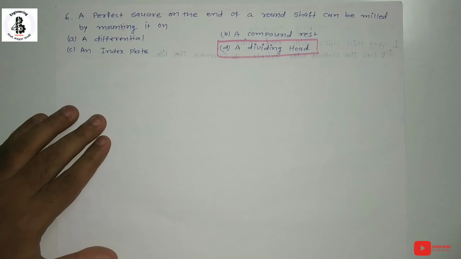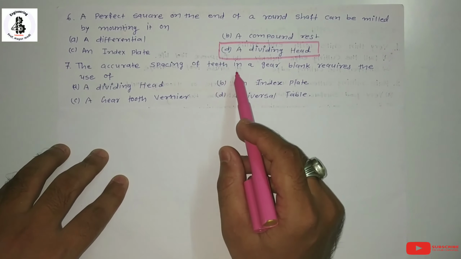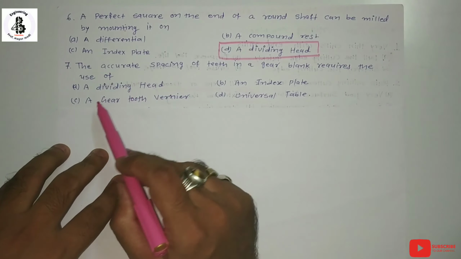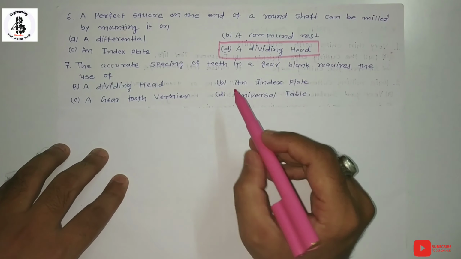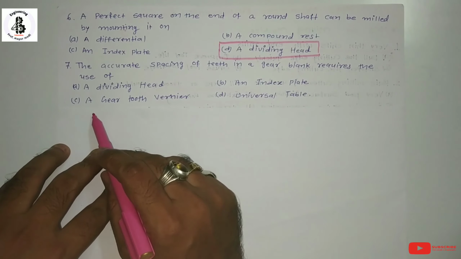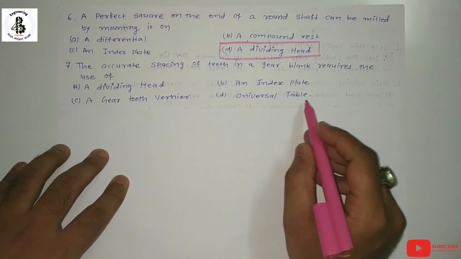The next question. The accurate spacing of teeth in a gear blank requires the use of option A. Dividing head. Option B, an index plate. Option C, a gear tooth vernier. And option D, universal table.